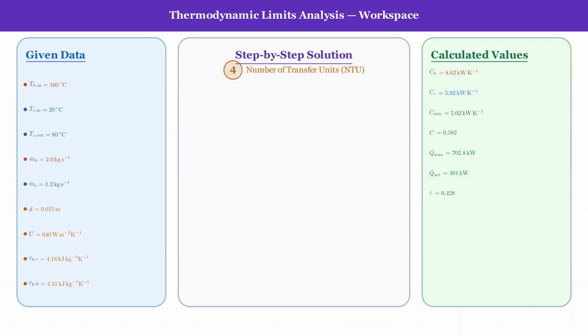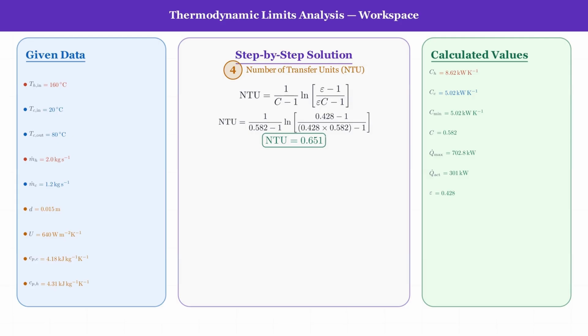For a counterflow heat exchanger, the analytical relation between NTU, effectiveness, and the capacity rate ratio C is NTU equals 1 over the quantity C minus 1, multiplied by the natural logarithm of the quantity epsilon minus 1, divided by the quantity epsilon times C minus 1. Substituting C equals 0.582 and epsilon equals 0.428 into this expression, NTU equals 0.651. A relatively modest NTU, consistent with a moderate effectiveness of 43%.